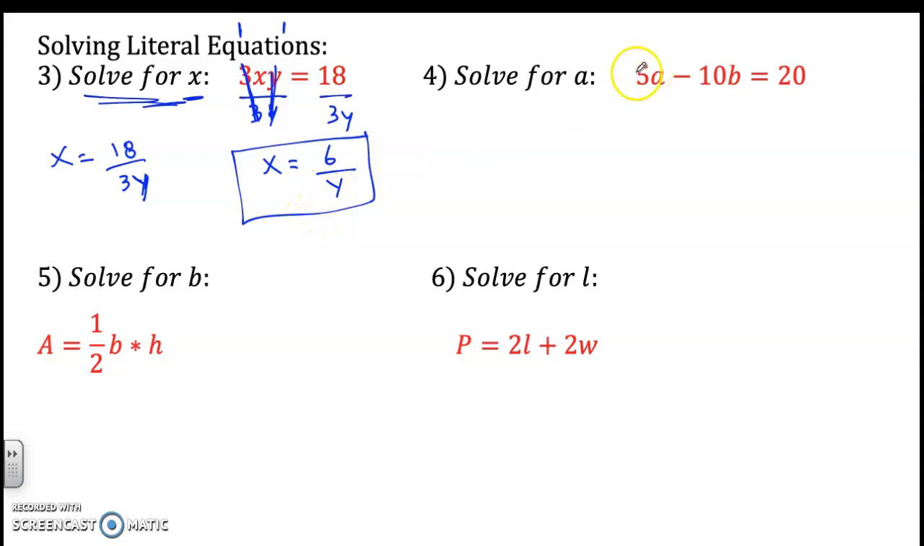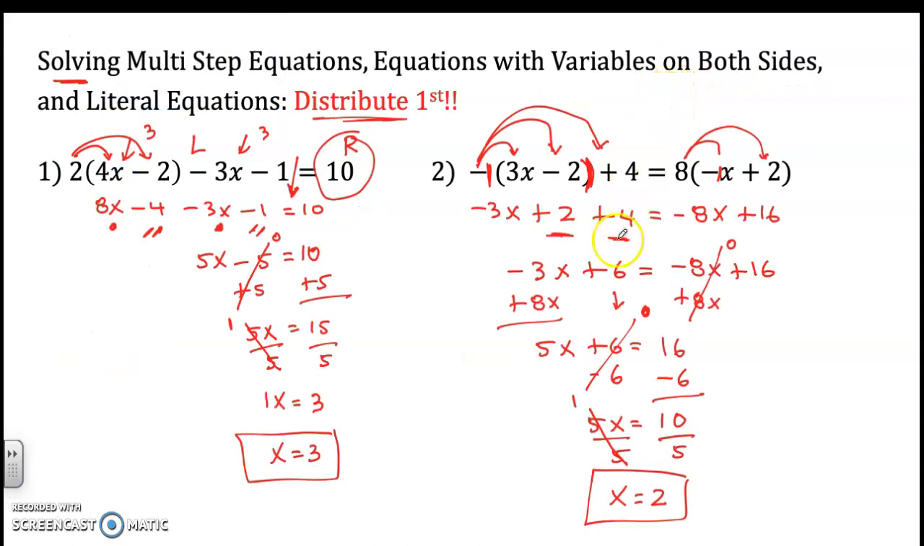All right, number 4, solve for A. Leave the A by itself. The 5 is multiplying the A, but here, this is subtracting. I always cancel what is adding or subtracting. Same thing that we did in the previous slide. Look at this. I have over here 5x minus 5 equals 10. What did I cancel? The negative 5. Right? That was my first step.